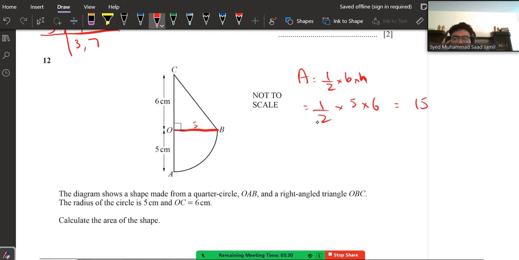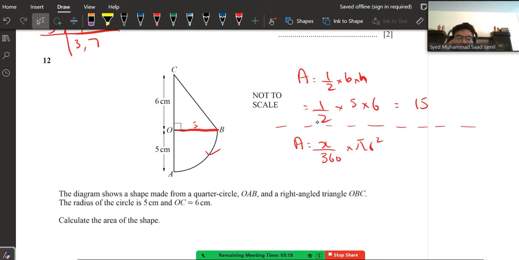The second shape is basically a sector. The formula for area of a sector is x upon 360 multiplied by pi r squared. Now the students are likely to get confused. How will we find the x? Simple. If this side is 90 degrees, this is also 90 degrees. So x is going to be 90. So you do 90 upon 360 multiplied by pi multiplied by 5 squared.